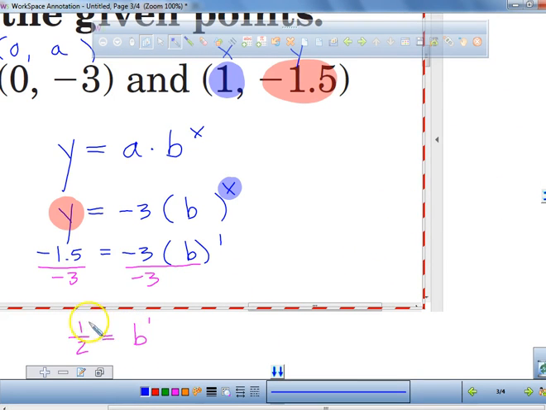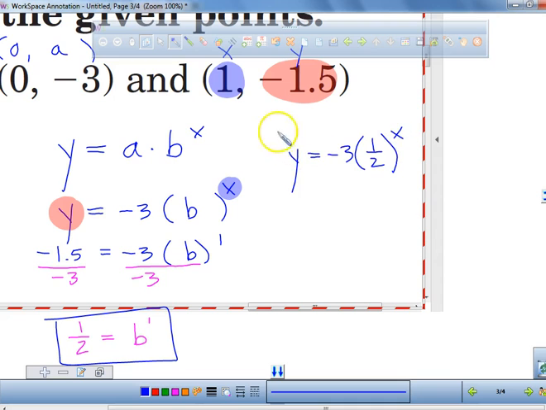That's right. So right now, we just found our b value. So b to the power of 1 is b. That's what b to the power of 1 is, b. So our final answer is y equals, what was our a value to start out? -3. What was our b value? 1/2 raised to the power of x. That is the equation that goes through both of these points.